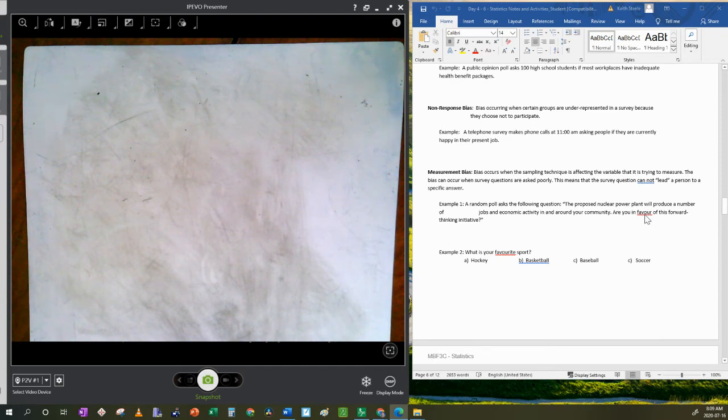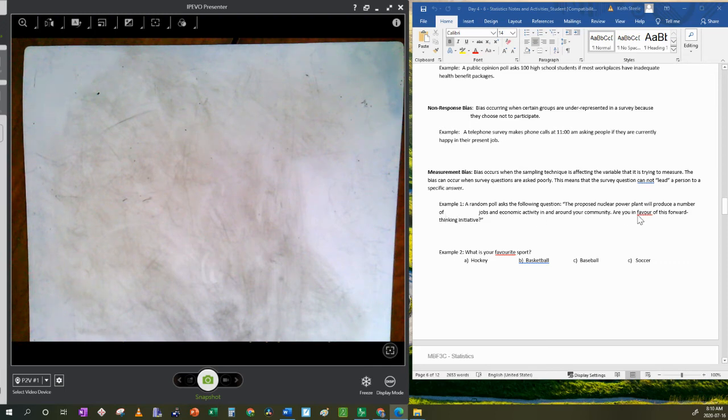So in favor, right? Already, it's not asking what do you think. It's saying like, are you in favor? So you're already pushing towards it being favorable, right? Especially this is blatant, forward-thinking initiative. So clearly they're putting in your mind that this is a good thing. That this nuclear power plant is a forward-thinking initiative, right? If they just wanted your opinion, they would just say, "What do you think about the new power plant?" But the fact that they're mentioning an upside of the power plant, right?